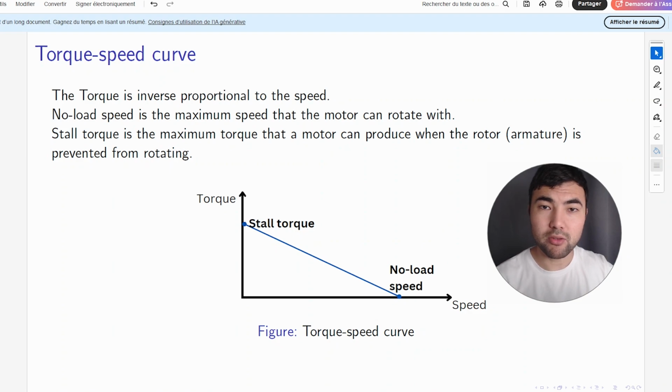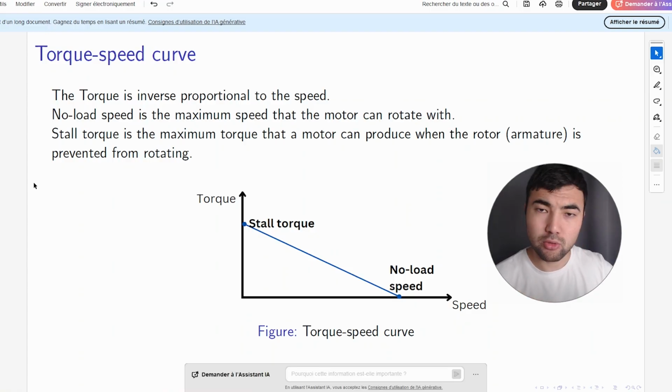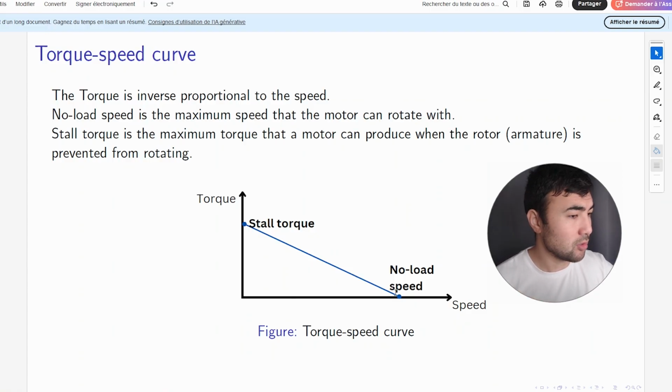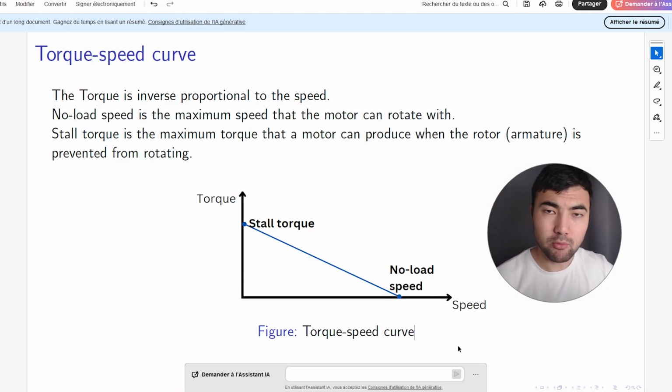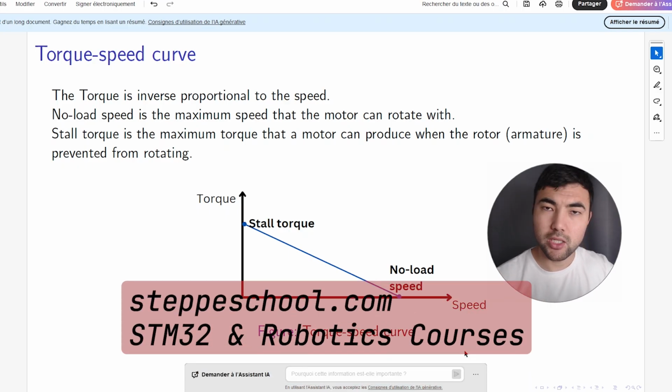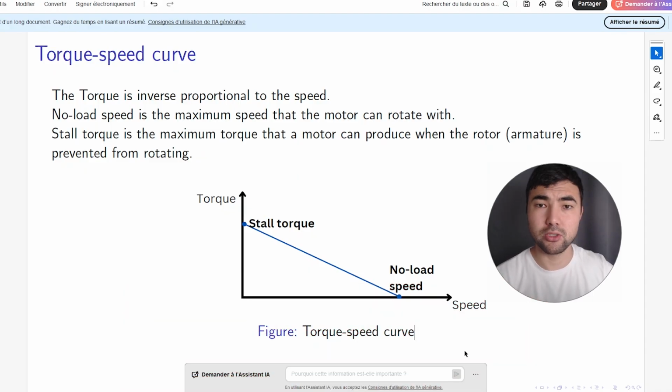So after covering the fundamental equations of the DC motor, I think it's a perfect time to present you the torque speed curve. So in the last video we saw that when we don't apply any load, we achieve the maximum speed. And we can observe that from our equation. When we don't have any load, I is almost equal to 0, so we use the whole input voltage, the whole potential to generate the spinning motion.